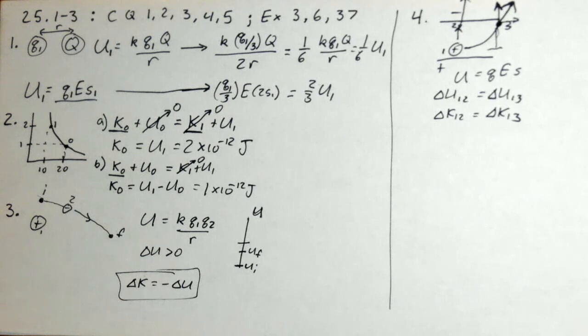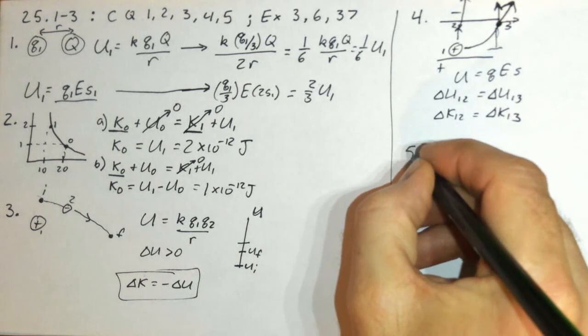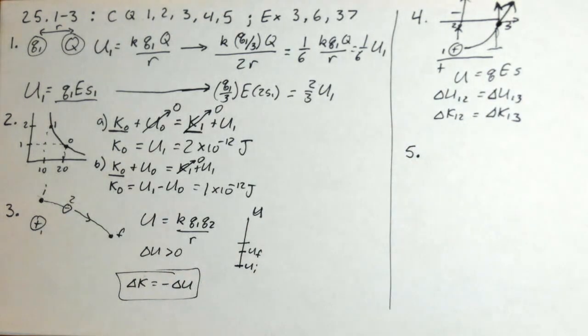Okay, let's move on now to number 5. This is a different problem. Go ahead and look at number 5. Okay, so what we have is a dipole in a uniform electric field. And the question is, rank the potential energy for all these dipoles. And they have different orientations.